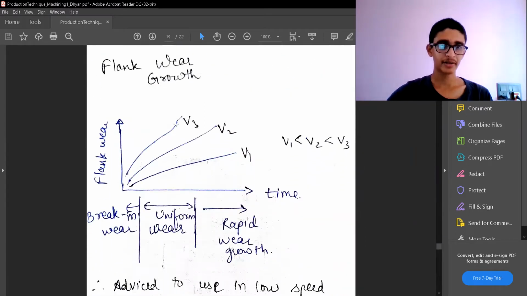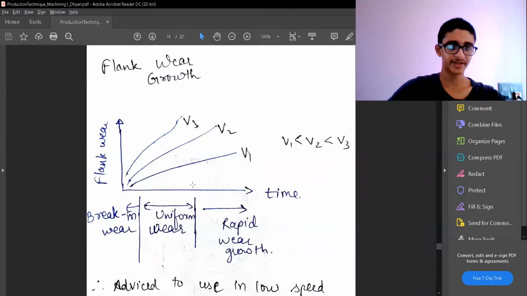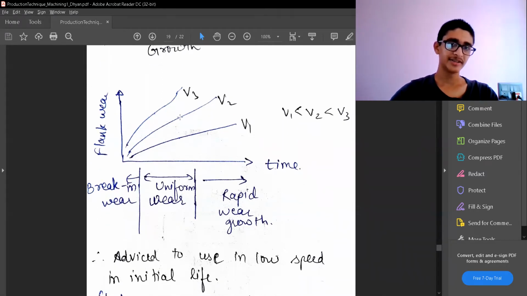So the flank wear growth is a function which is shown over here with time and different velocities. V1, V2, V3 are the velocities. V3 is the highest velocity, and this is the flank wear which we are going to study with the cutting velocity. This means that if we use high cutting speeds, the flank wear rate is going to be higher, and it is advised to use low speed in the initial life.